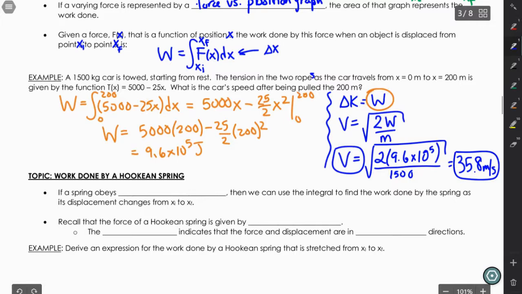Okay, so again, just a reminder, anytime your force is given as a function with respect to x, you're going to have to use this equation. You're going to have to find the work by doing the integral. Now, the next section we're going to look at is specifically springs.